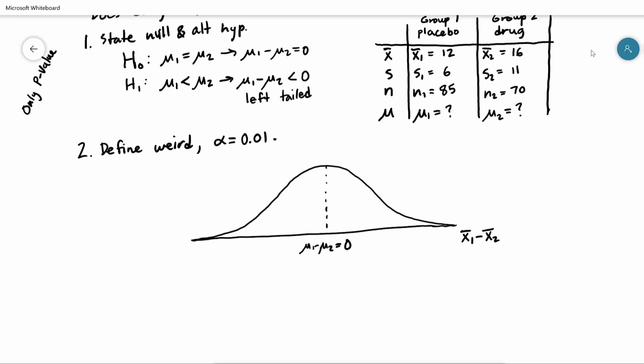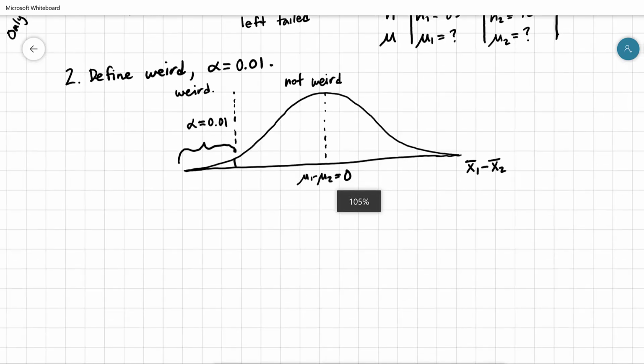We've defined weird to be, in this case, the most extreme 1%. We know that the side that we're interested in is the left tail based on the way that we've set stuff up. So the region that we're going to consider weird is this little tiny region right here. This is our weird region, the most extreme 1% of the area. If I chop this up into two pieces, here's our not weird side, and here's our weird side. We want to find out where our result falls. If it falls in here, it'll be considered weird. If it falls over here, it's not weird. So let's see where it actually falls.